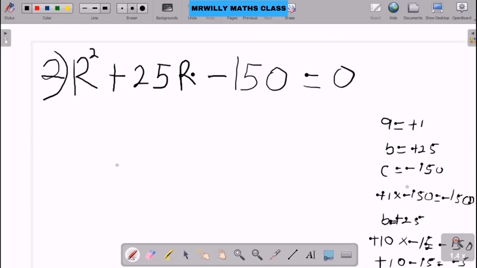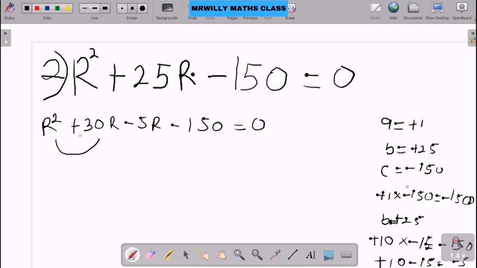So what we need to do is go back to our question and write your r squared. So now, instead of plus 25r, just write plus 30r minus 5r minus 150 equals 0. Now that you have written that, the next thing is to factorize. So you start with these 2. You ask yourself, what is common to r squared and 30r? R is common to both. So when you divide r squared by r, you are left with r. Then plus 30r divided by r, you are left with 30. You have done that.